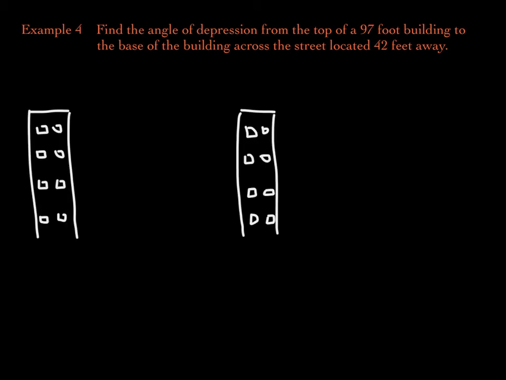All right, I have my 2 fancy buildings here, all right? And then it says the angle of depression from the top of a 97-foot building. So I'm going to assume this is the 97-foot building here. So let me draw you 97 feet right there. Okay, I'll label that 97. From here, from the top of this building to the base of the building across the street. So then we're looking, this is our line of sight.